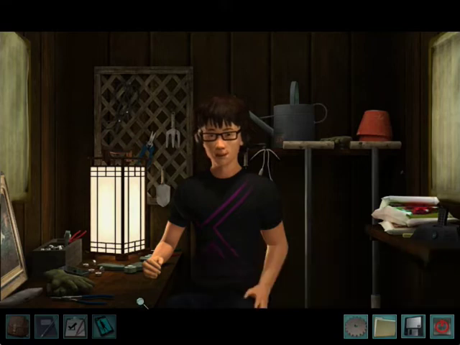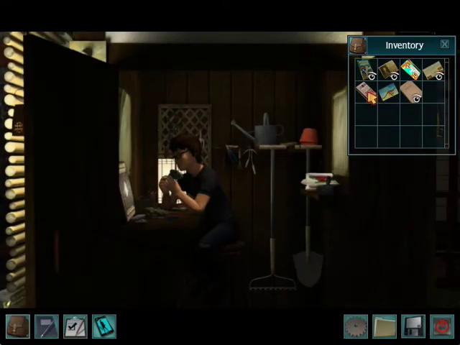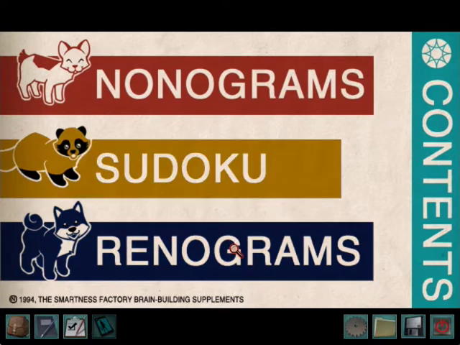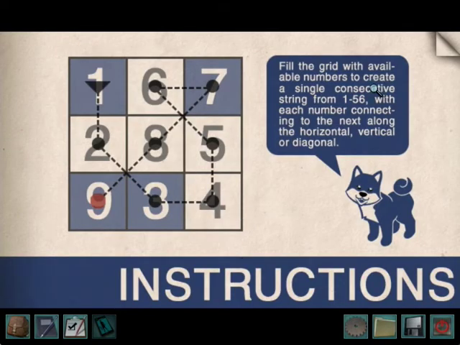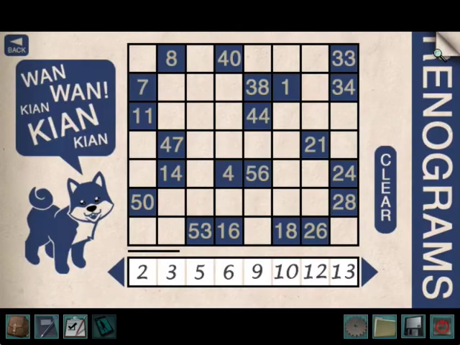Catch you around. Okay, so let's go and look at the Renogram, since it's the new thing. Fill the grid with available numbers to create a single consecutive string from 1 to 56, with each number connecting to the next along the horizontal, vertical, or diagonal. This is another logic process elimination kind of puzzle.